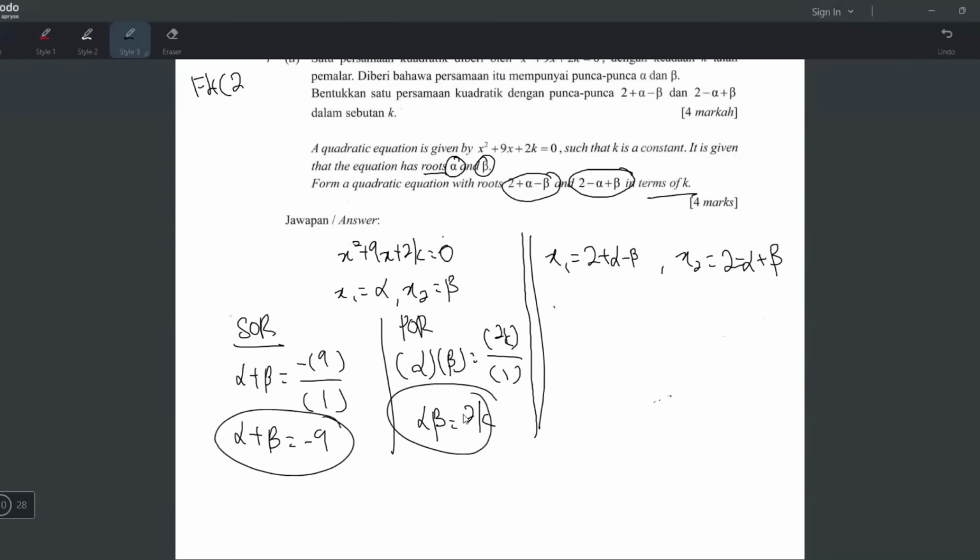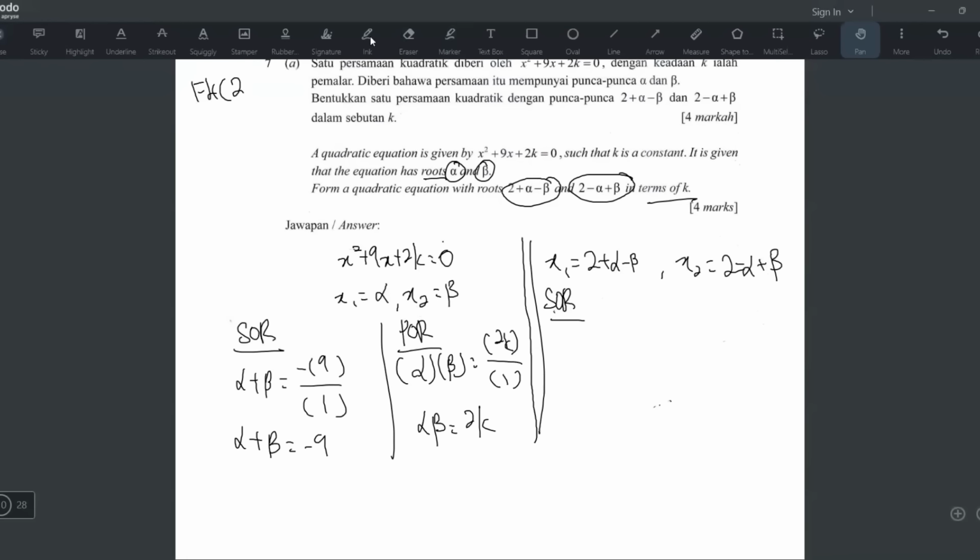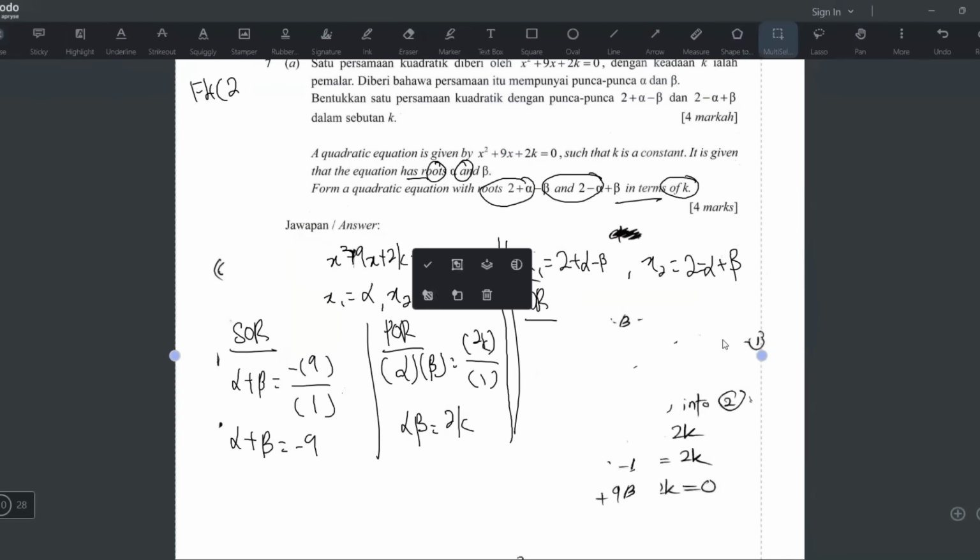Just leave it like this and then now you do SOR for the new roots. Buat SOR untuk roots yang baru sini. When you buat SOR baru sini, nanti dia mesti akan jadi in terms of alpha beta kan. But when you reach there, you use these two to help you lah. And also the soalan already say boleh in terms of k. So nanti jawapan boleh ada k lah, tapi tak boleh ada alpha beta.